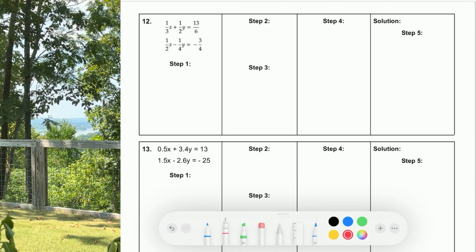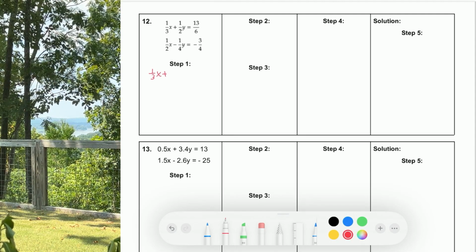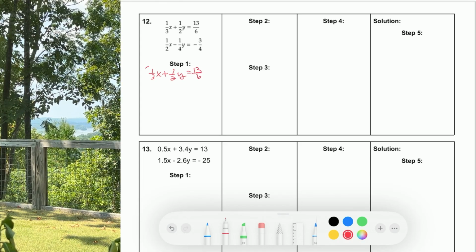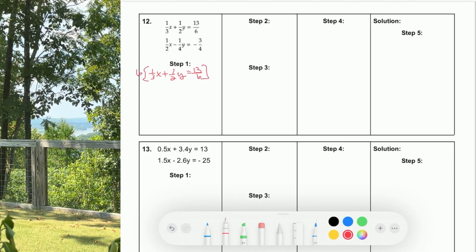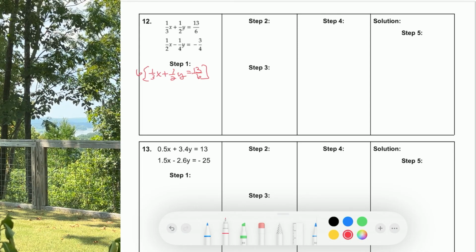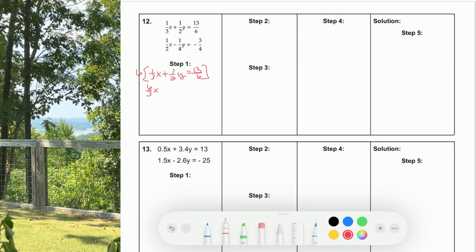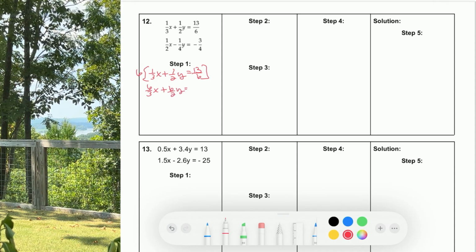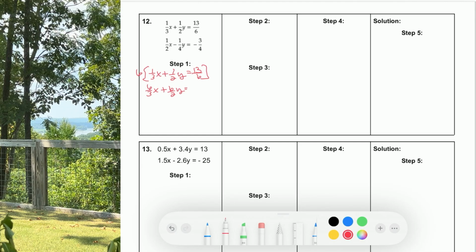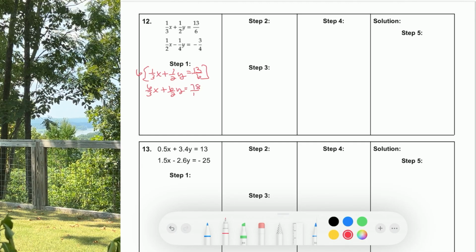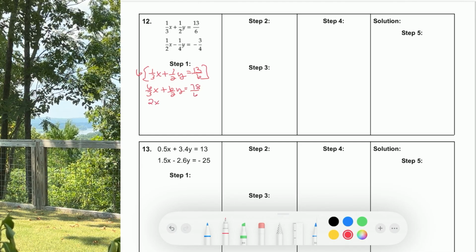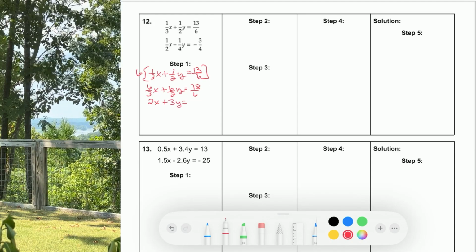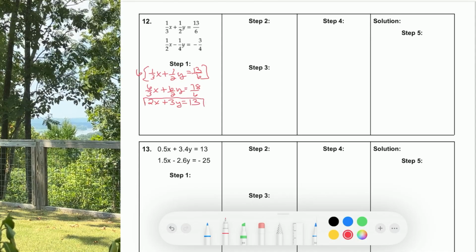So I'm going to write out 1/3 x plus 1/2 y equals 13 over 6. I'm going to multiply this by 6 so that we can get rid of all those fractions. I end up with 6 over 3x plus 6 over 2y, which equals, let's see, 6 times 13 is 78 over 6. Reduce these, we get 2x plus 3y equals 13. So this is what we're going to use for this one.